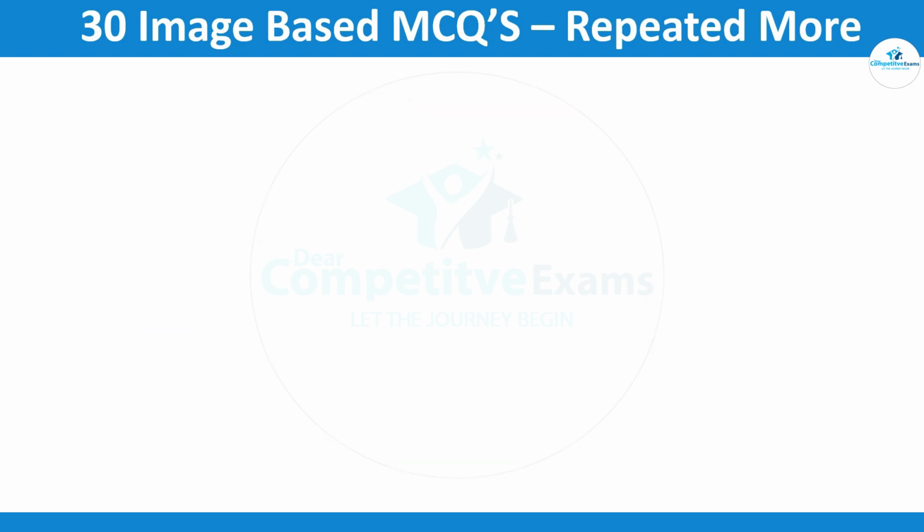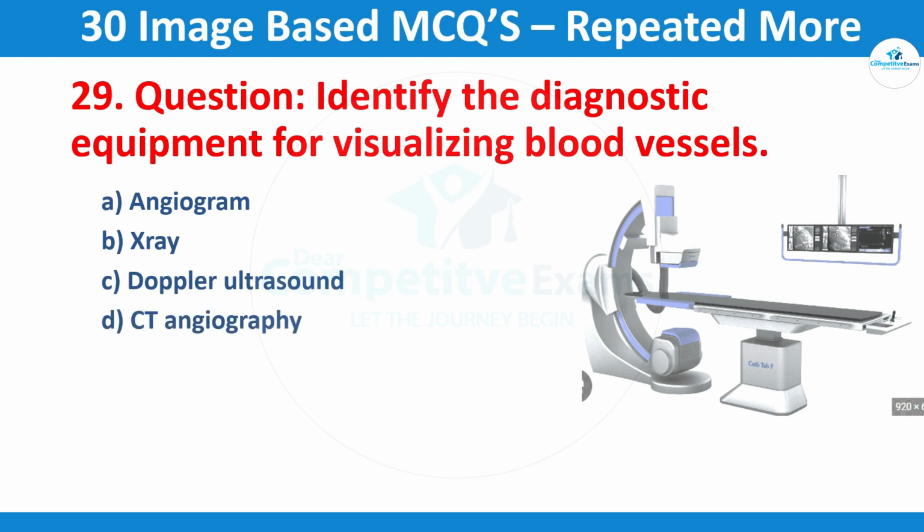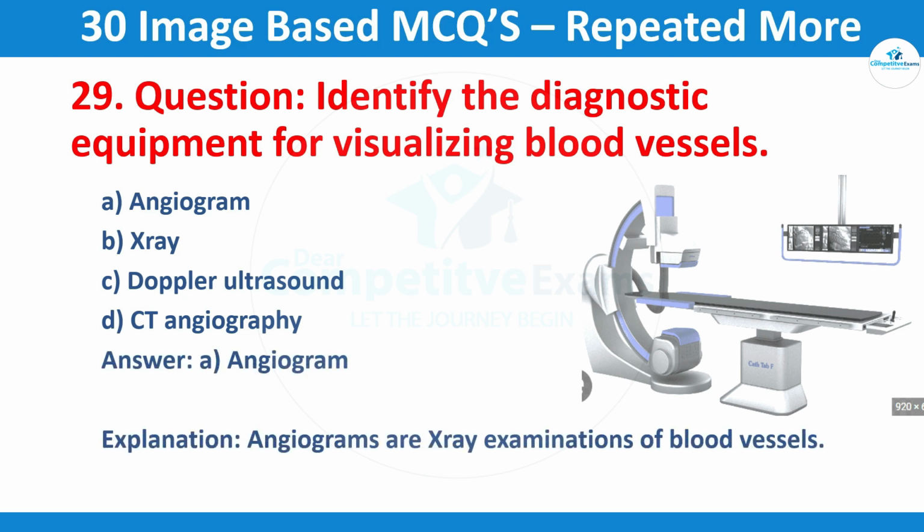Question number 29. Identify the diagnostic equipment for visualizing blood vessels. Options: angiogram, X-ray, Doppler ultrasound, or CT angiography. Correct answer: angiogram. Angiograms are X-ray examinations of blood vessels.